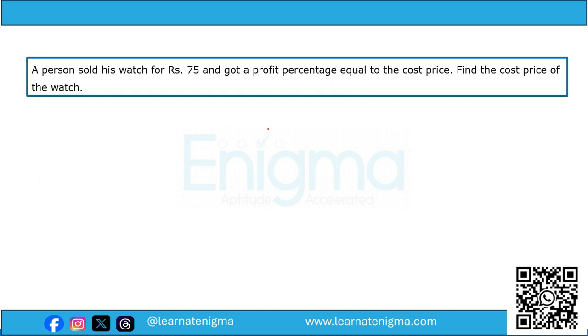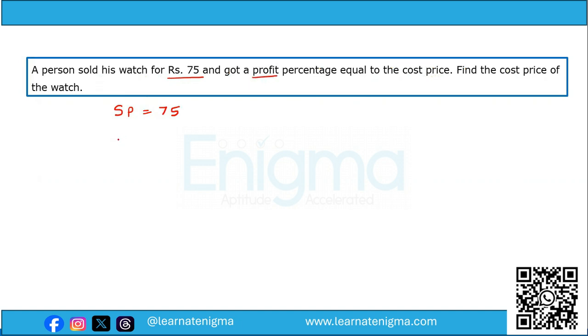A person sold his watch for rupees 75 and got a profit percentage equal to the cost price. Find the cost price of the watch. Now the person sold his watch for rupees 75, that means selling price is equal to 75. And the person got a profit.